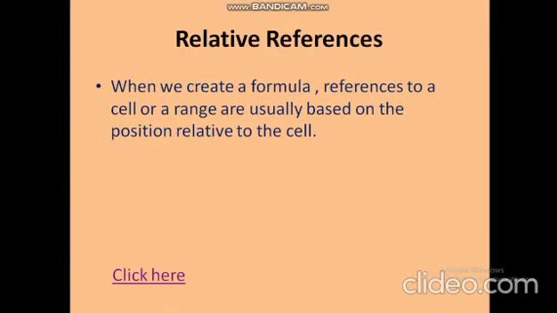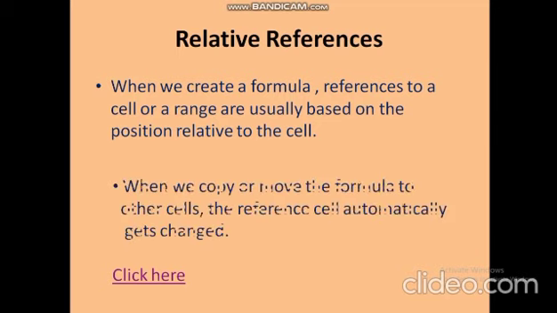The first one is relative references. Relative references means when we create a formula, references to a cell or a range are usually based on the position relative to the cell. When we copy or move the formula to another cell, the reference cell automatically gets changed. Suppose I have written a formula in a cell, and I copy that formula and paste it in another cell, or drag that formula to another cell, the address of the cell automatically gets changed. Just look at the example.